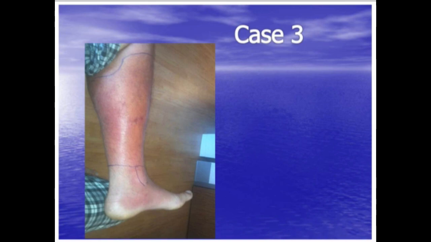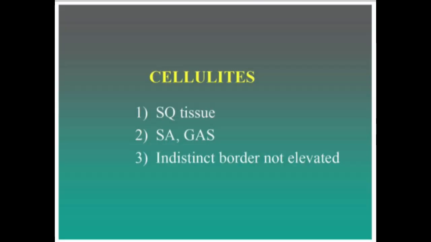He didn't have fever, and the infection, remember, is in the subcutaneous tissue, as opposed to erysipelas that is located in the dermis. So that's why the borders are more diffuse. Again, subcutaneous tissue, Staph aureus occasionally can be seen, group A strep.